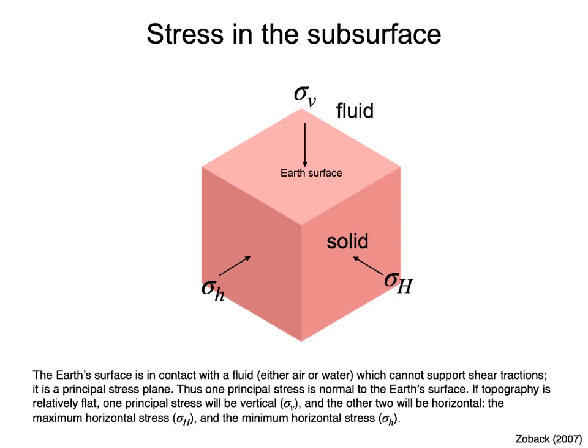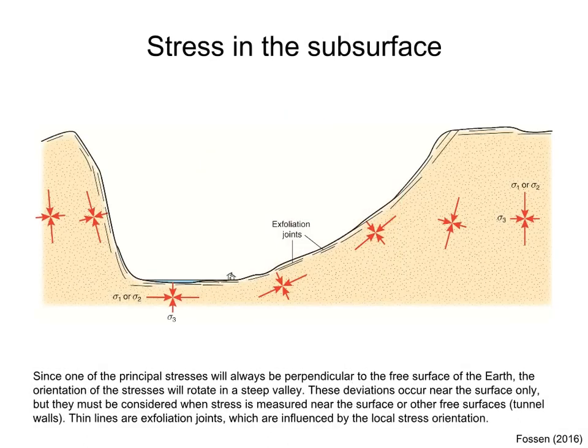If topography is flat, one principal stress will be vertical, sigma v, and the other two will be horizontal: the maximum horizontal stress, sigma capital H, and the minimum horizontal stress, sigma h. Topography will of course modify this simple model. In a steep valley, for example, since one of the principal stresses is always perpendicular to the surface, the orientation of the principal stresses will rotate.